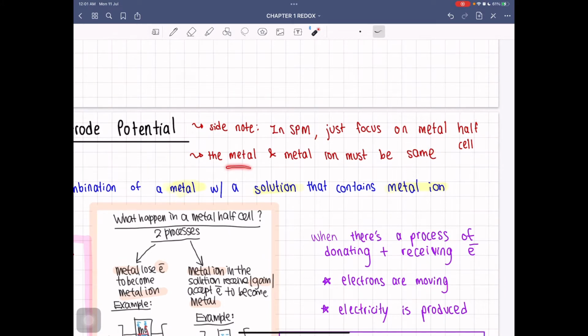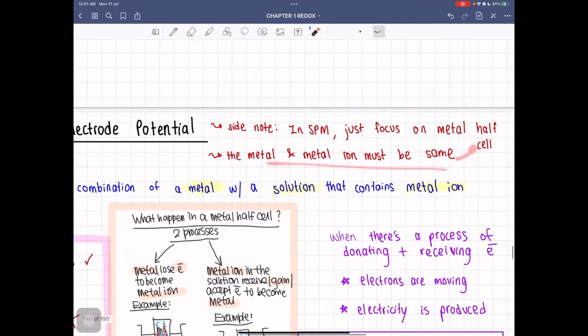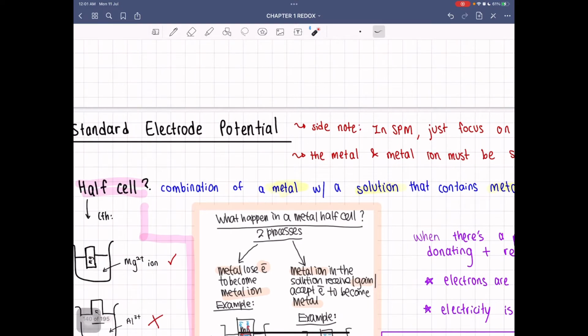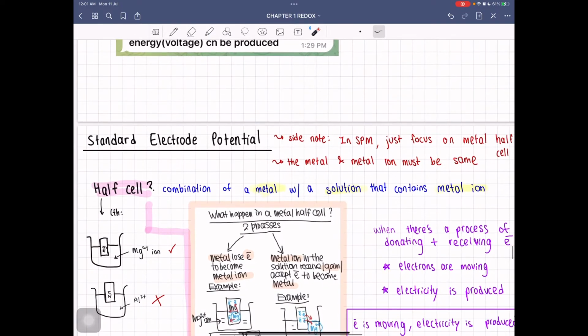Now the metal and metal ion must be the same. What do we mean by this? This is referring to the half cell. So what is a half cell? A half cell is a combination of a metal with a solution that contains the metal ion.